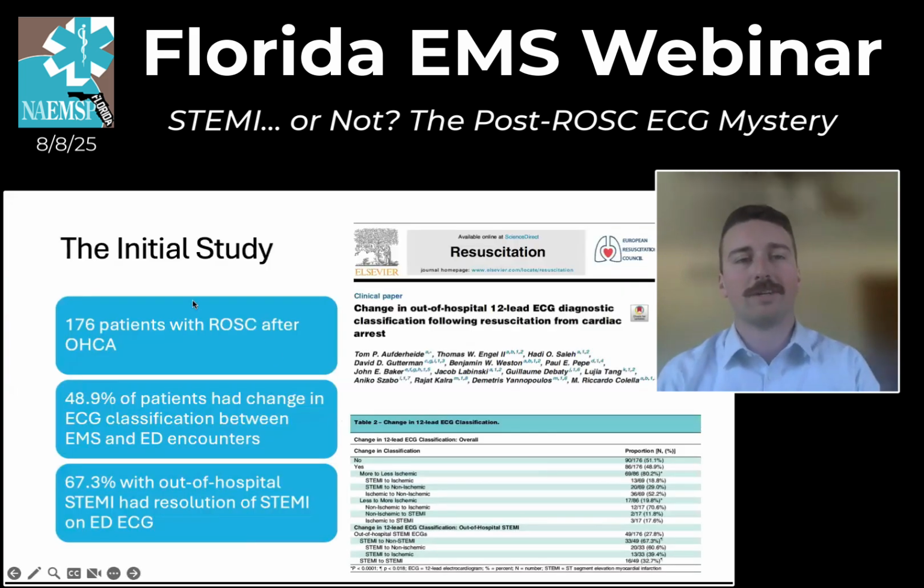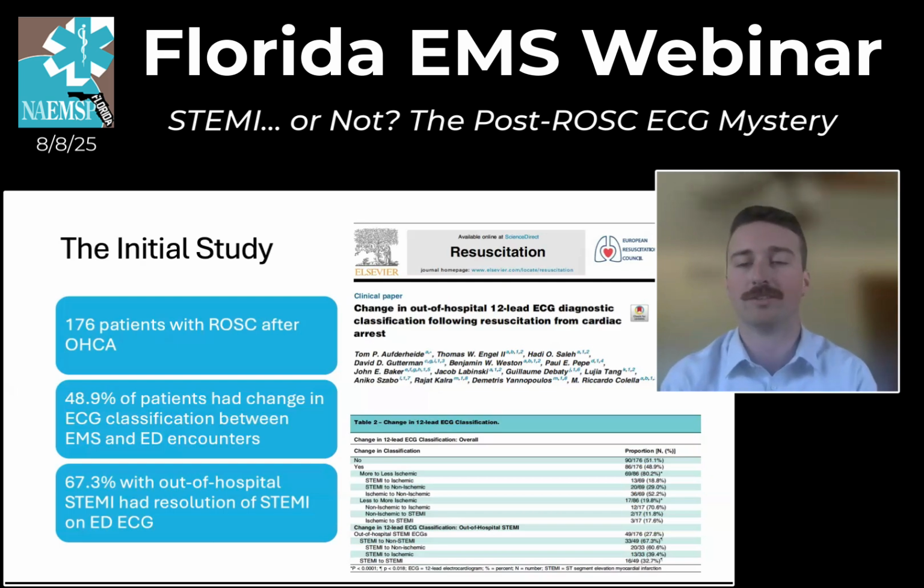So some of this information informed an initial study that was done by Dr. Ofterheide and others at MCW slightly before my time, where they looked at 176 patients who were resuscitated from cardiac arrest, and they were looking at dynamic changes in 12 leads over the time from the EMS care to the emergency department encounters for those same patients. And they noted that roughly 50% of patients had some change in the ischemic classification of their EKGs between the out-of-hospital and emergency department settings.